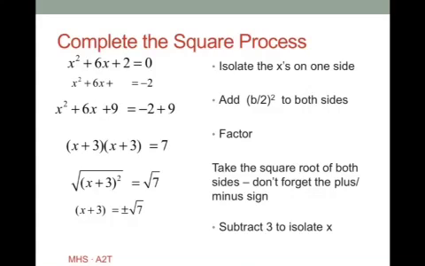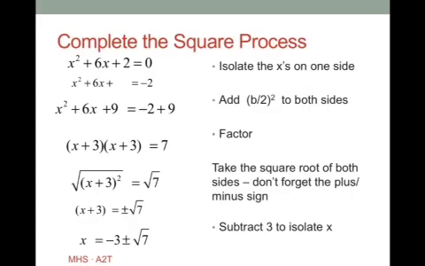Last step, you want to get x all by itself. So you subtract 3 from both sides, and you'll get x equals negative 3 plus or minus the square root of 7. And that is your solution.